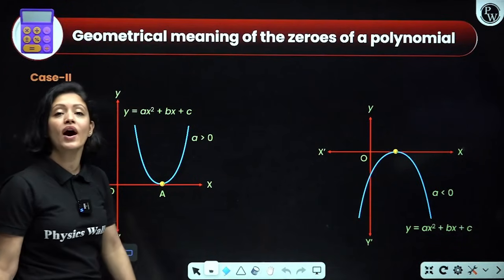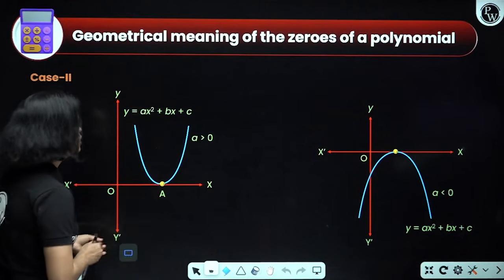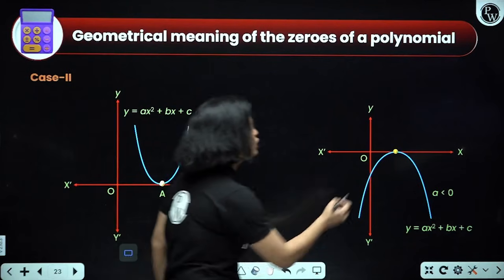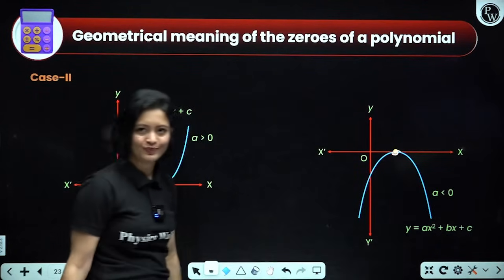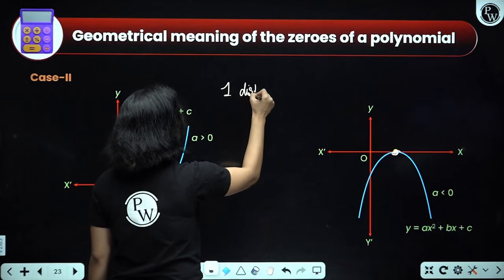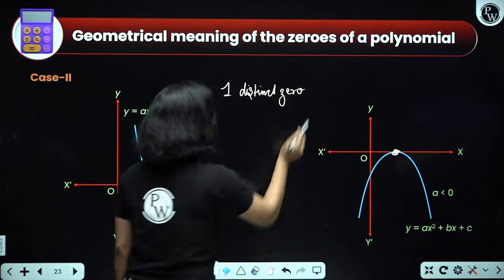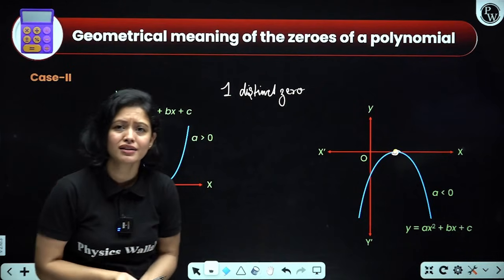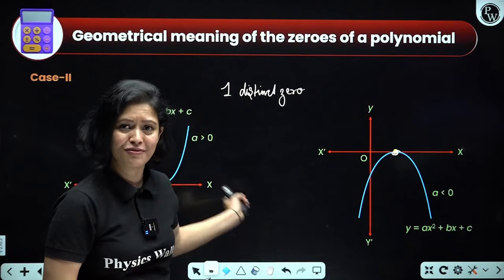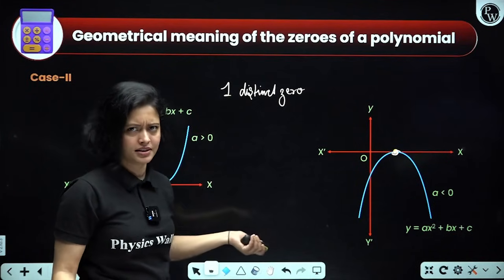But what if a quadratic polynomial has a graph like this or this, whatever? Here you can see that in both cases, the point of intersection is what? 1. So that means in this case, there would be one distinct zero. One distinct zero. Yes, everyone? Because there is only one point of intersection. Okay, cool. So a quadratic polynomial can have one distinct zero.